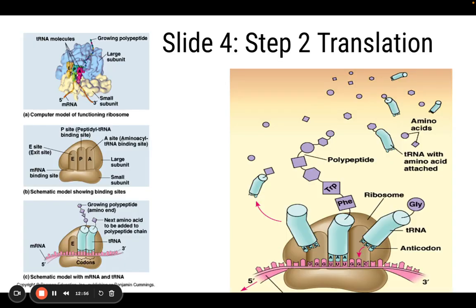So this is what the process looks like. You've got your ribosomal RNA. Your ribosome, again, it kind of looks like a hamburger bun. You've got your messenger RNA depicted by the pink strand.